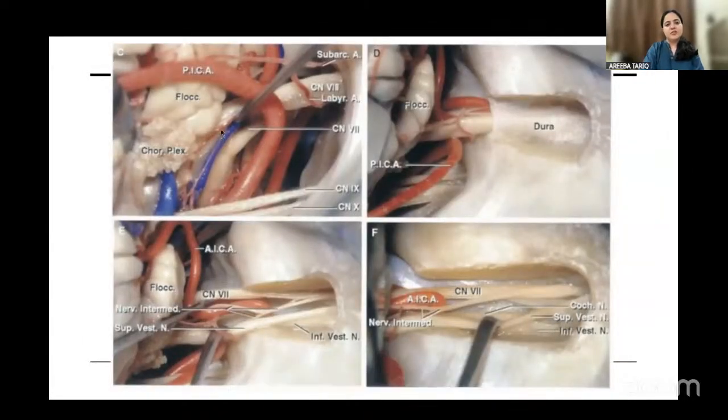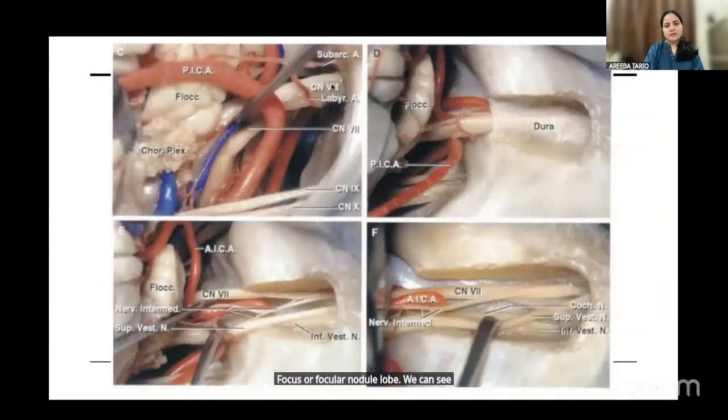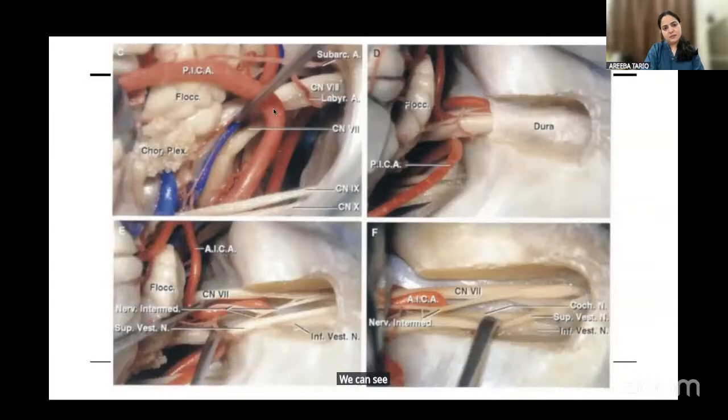Some further dissection, these are magnified views of the middle complex. As we can see, this is the flocculus or flocculonodular lobe. We can see the cranial nerves 7th and 8th here, cranial nerves 9 and 10 down below, and cranial nerve 7 is present next to cranial nerve 8. We can see the PICA sometimes, which is looping upward, and the ICA. Also, what we can see here is the labyrinthine artery, which is also a branch of ICA.